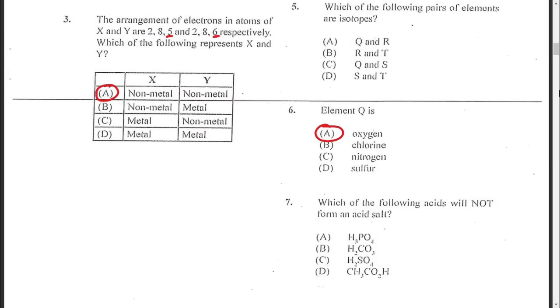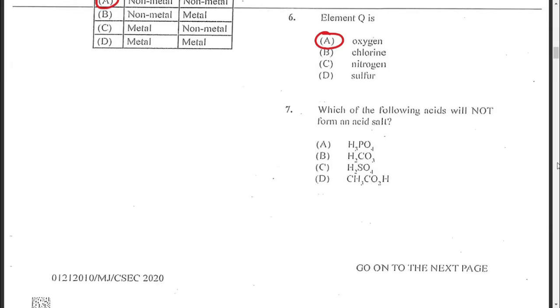Question 7, which of the following acids will not form an acid salt? An acid salt has hydrogen in the compound. So for example, sodium hydrogen carbonate, the mere fact the hydrogen is there indicates that it is an acid salt. A normal salt does not contain any hydrogen in it.